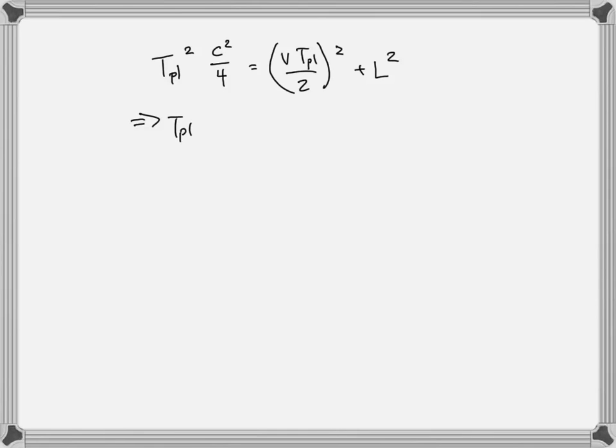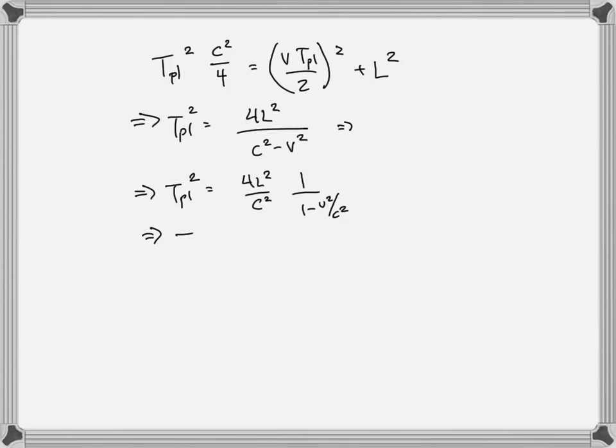T platform squared is equal to 4L squared over C squared minus V squared. Do the algebra. It's very straightforward algebra. Therefore, T platform squared is equal to, we can factor out a C squared on the bottom, which is what we always do, 4L squared over C squared times 1 over 1 minus V squared over C squared. And we can square root both sides. So T platform is equal to 2L over C times 1 over the square root of 1 minus V squared over C squared.